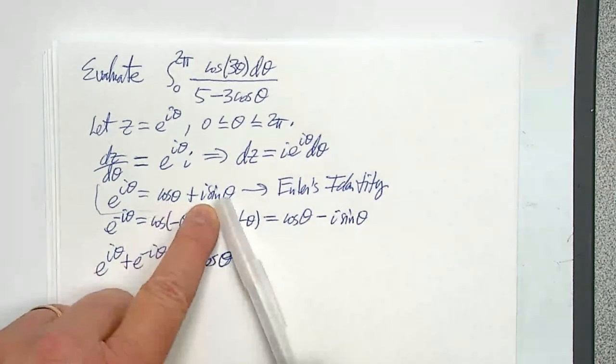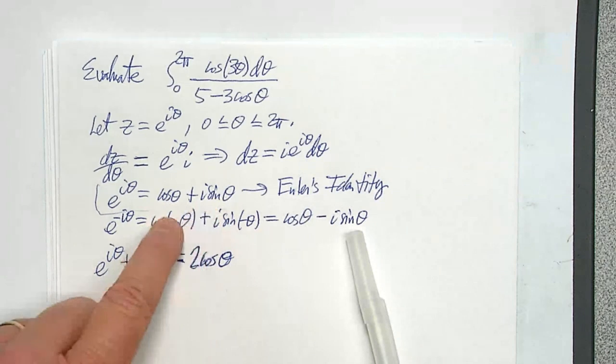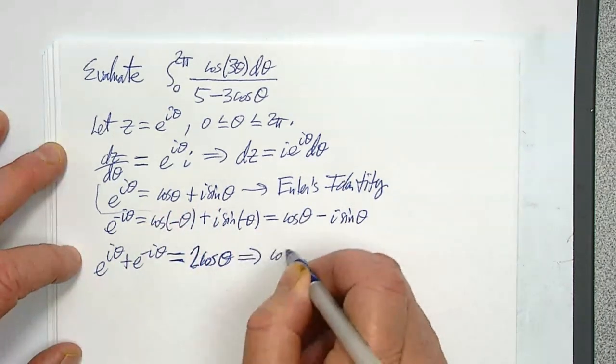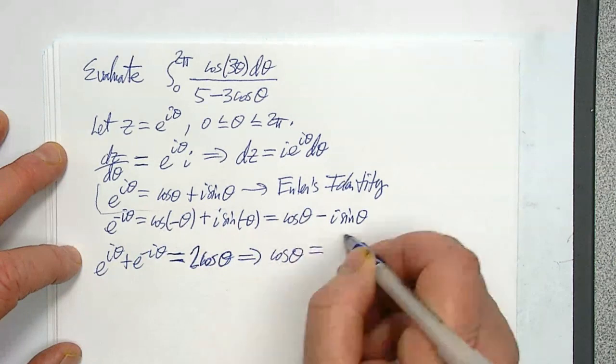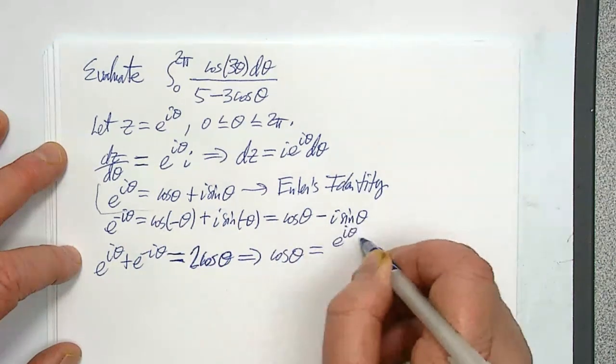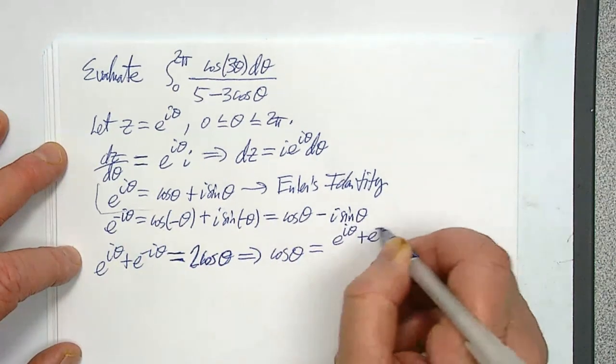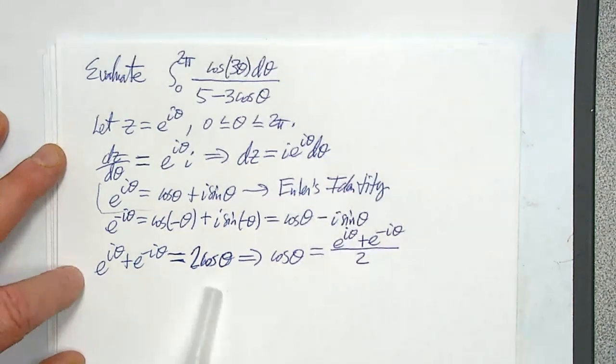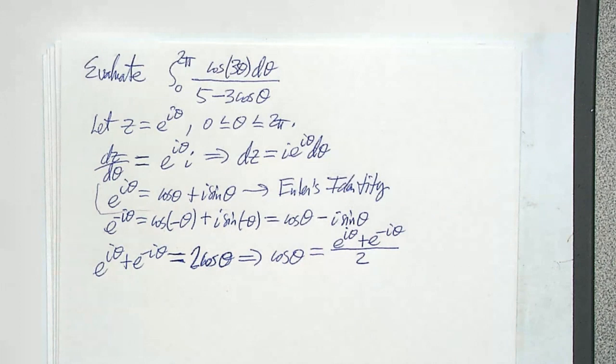Yeah, and then when we add these, the signs cancel out, right? So we get 2 cosine theta. So we can use this to solve for cosine and get e to the i theta plus e to the minus i theta, divided by 2, right? Okay.